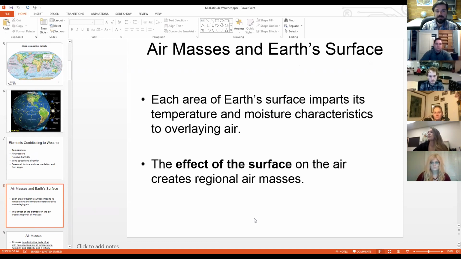So, air masses on the Earth's surface. Each area of the Earth's surface imparts certain characteristics to them. Over the enormous Pacific Ocean, there are certain types of weather and behavior that are influenced by the largest undisturbed mass of ocean on Earth, compared to over Florida. That particular little peninsula of landmass, surrounded by the Gulf Coast and the Atlantic Ocean, causes a different type of weather pattern than what's over the Pacific.